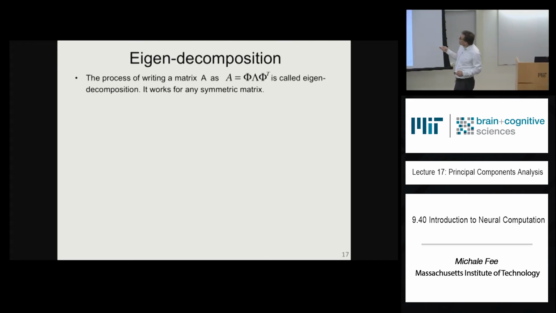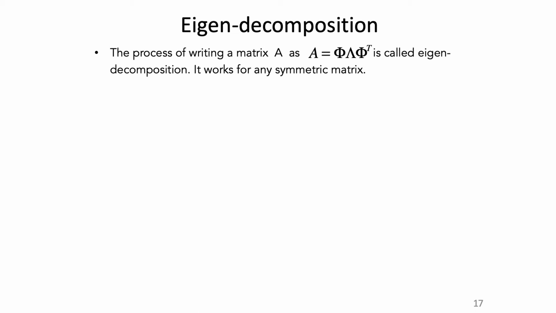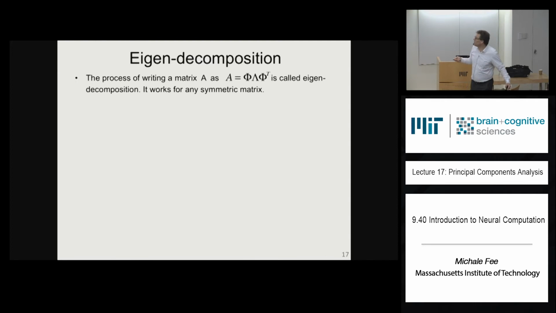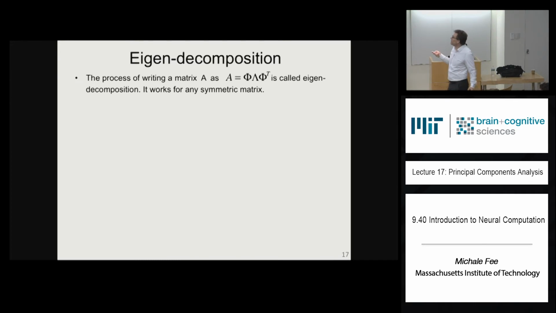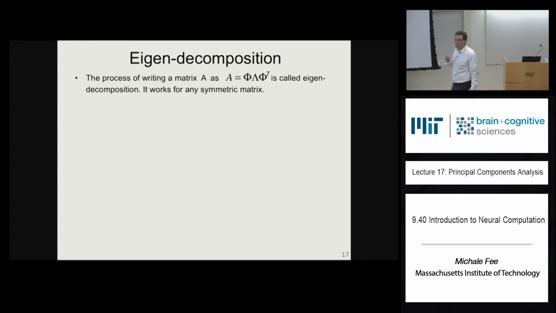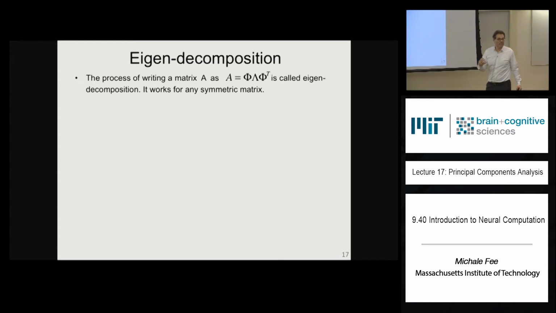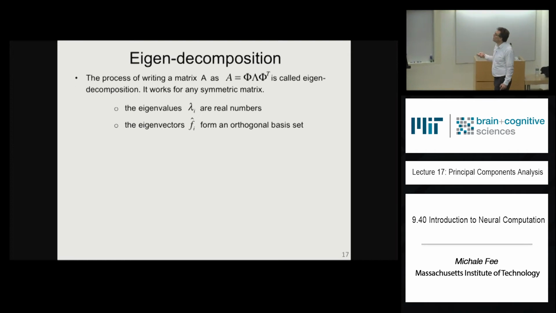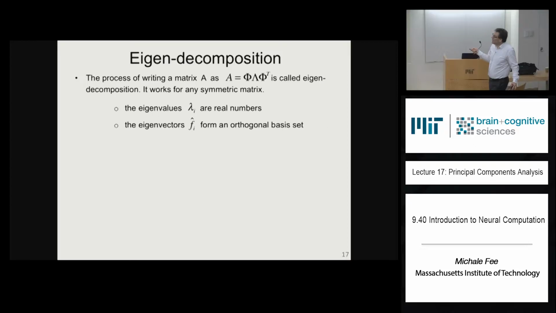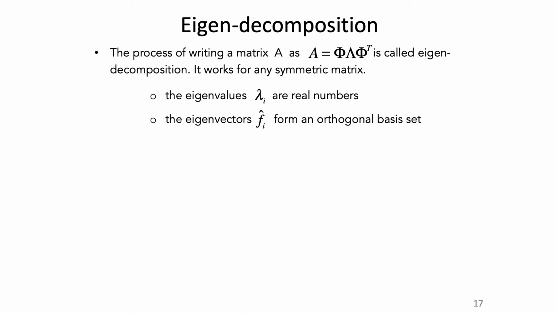So the process of writing a matrix as phi lambda phi transpose is called eigen-decomposition of this matrix A. If you have a matrix that you can write in that form, it is called eigen-decomposition. The lambdas, the diagonal elements of this lambda matrix, are real, and they're the eigenvalues. The columns of phi are the eigenvectors, and they form an orthogonal basis set.